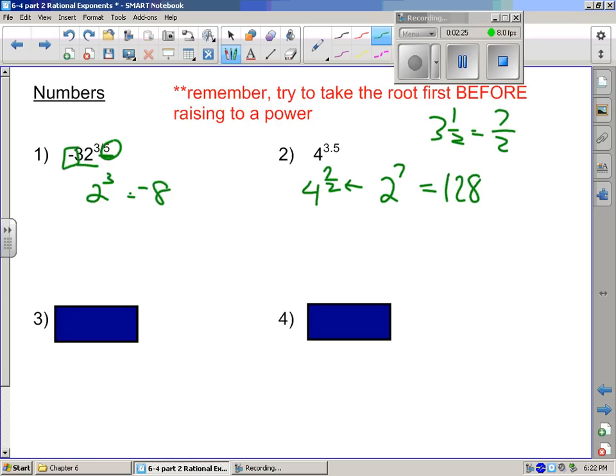Yes, 128. Isn't that funny how our brains always work those ways?